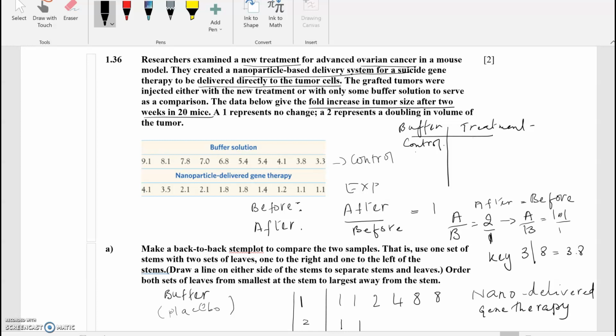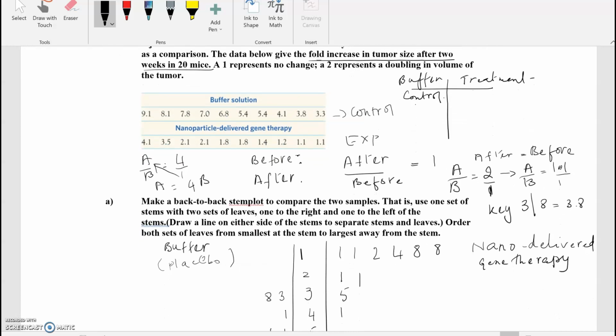Now suppose we have after over before equal to 4. What that means is that if we cross multiply, we get after is equal to 4 times before, which means the size of the tumor is 4 times the size that it was at the beginning, that is before the treatment. So it's very important to understand this number. It's the fold increase in tumor size.